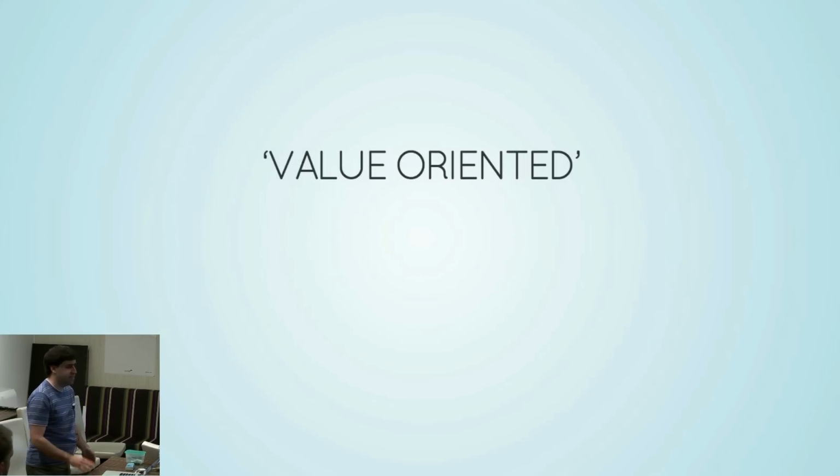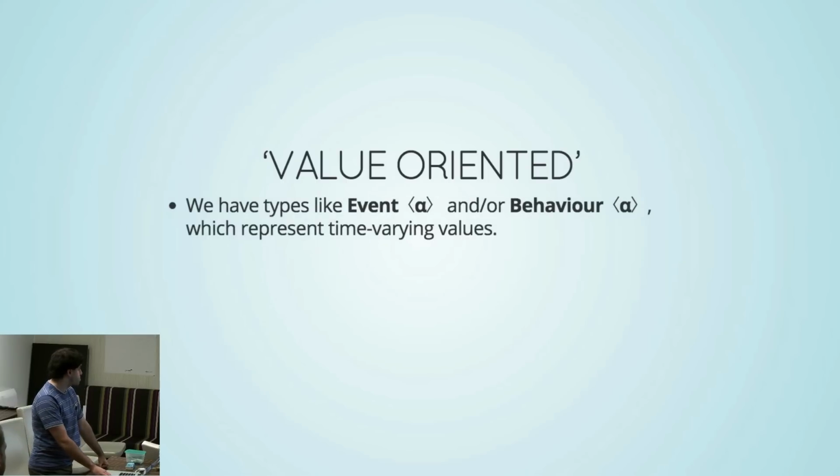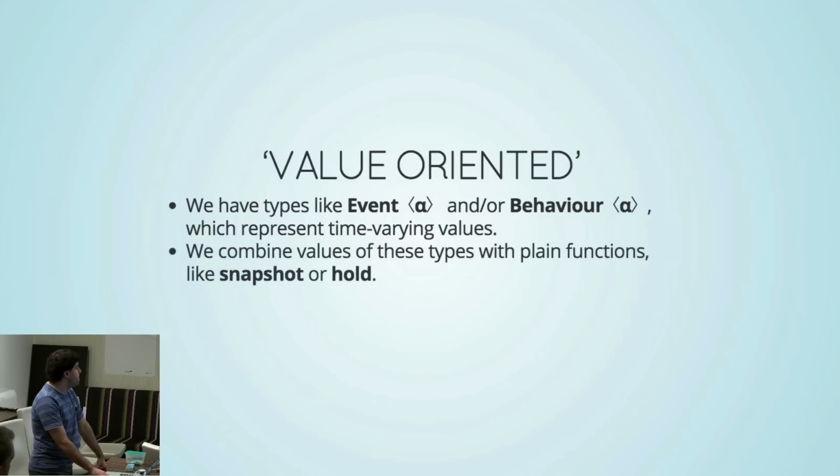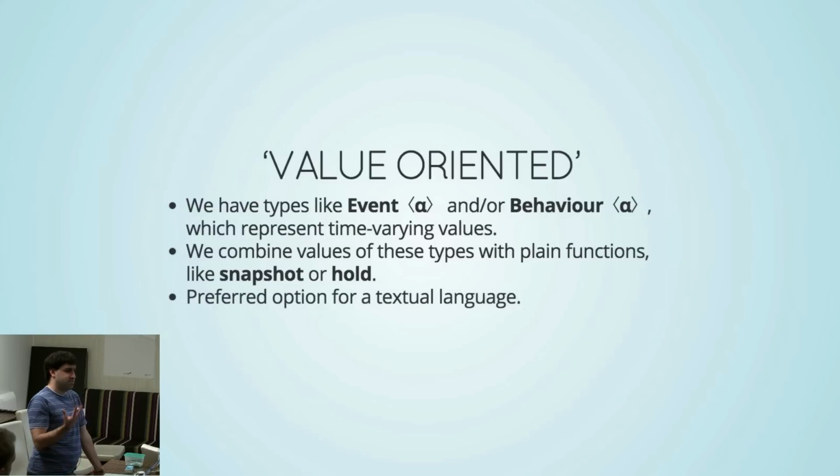So let's just say value-oriented when we are taking events and behaviors as our main abstraction. So we have event and behavior as types in our system explicitly, and we have functions that take these reactive values and combine them into new reactive values that represent a bigger program that contains the logic for the arguments of those functions. And I would say that when you have a textual language, this is a more natural way of describing problems, because then your data flow connections are essentially variable references.